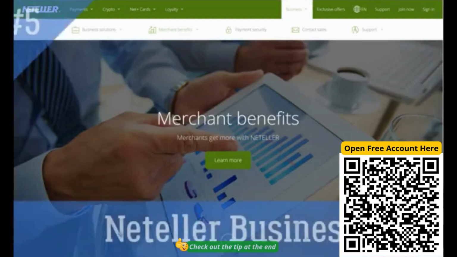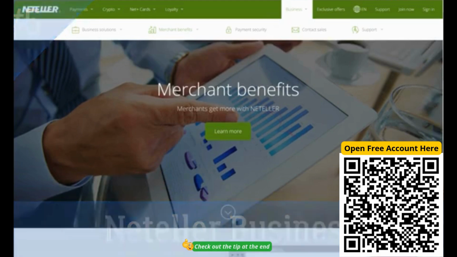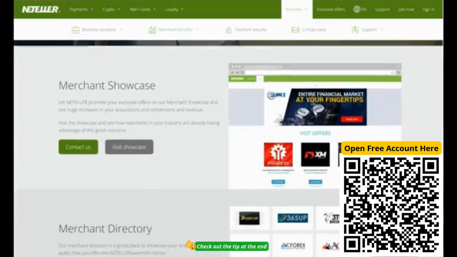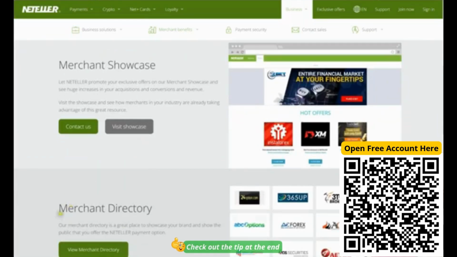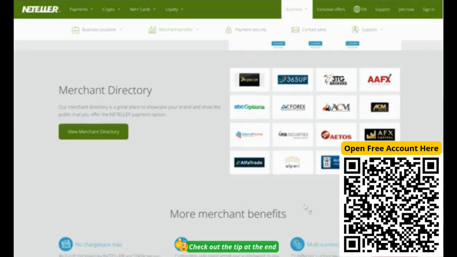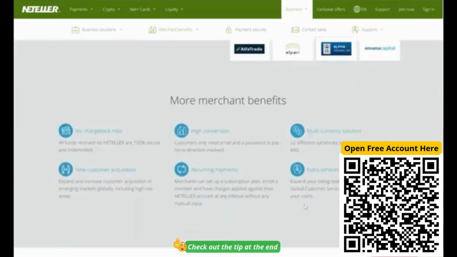If you have a business or if you're a merchant, you can use Neteller as a tool to sell more, and you get exposure and get more clients or customers. For example, you can be part of a merchant directory, so in that way any customer of Neteller would be able to deposit in an easy way to your business or to your platform. So it could be useful to get exposure, to get clients, to get customers, and to get paid in an easy way.